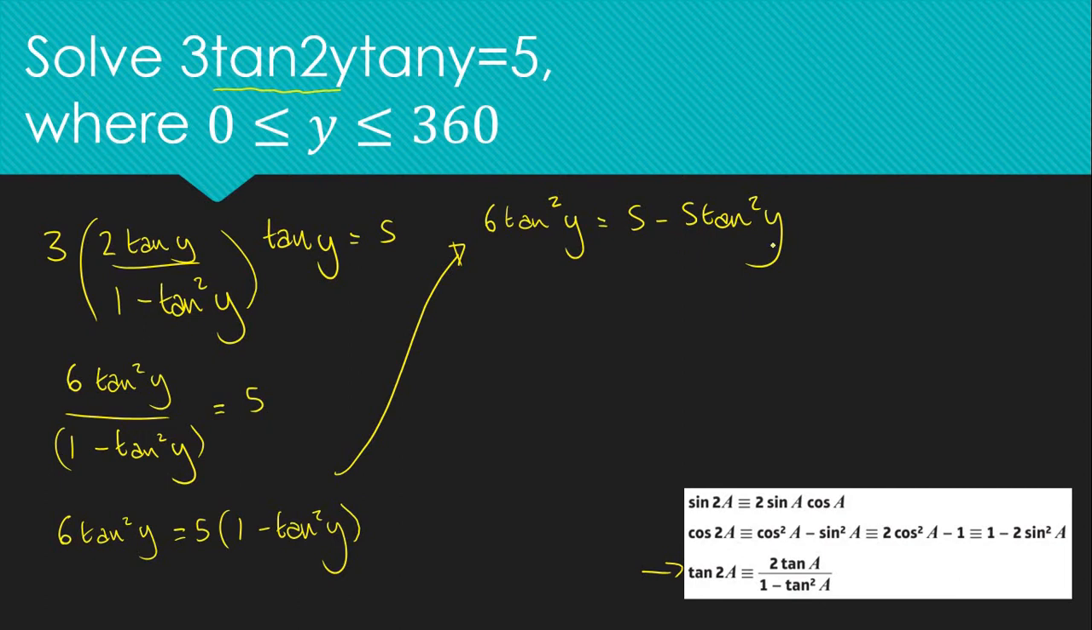Now we're going to move this term over to the right hand side by adding on 5 tan squared y onto each side, and we'll end up with 11 tan squared y equals 5, which means that tan squared y equals 5 over 11, which means that tan of y equals root of 5 over 11, but be careful, it's plus or minus, which means we're going to get 2 cases. Case 1 is when tan of y equals positive root of 5 over 11, and case 2 is where tan of y equals negative root of 5 over 11. So tan of y equals plus or minus root 5 over 11.